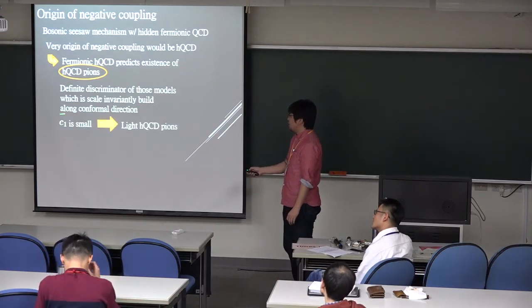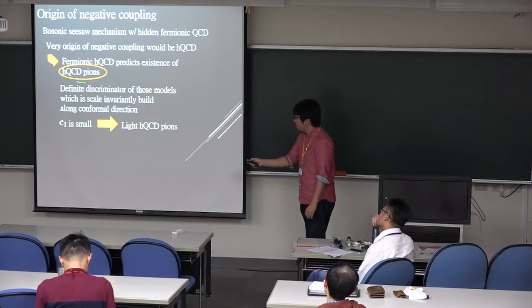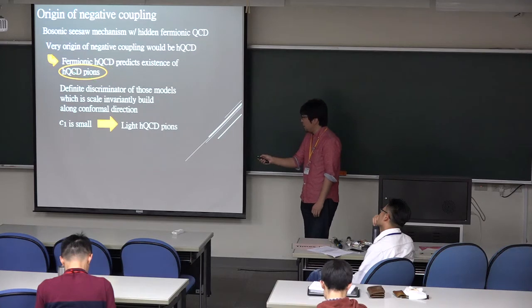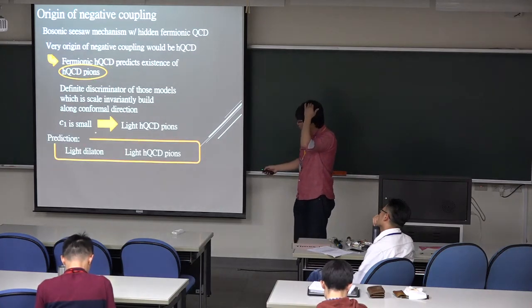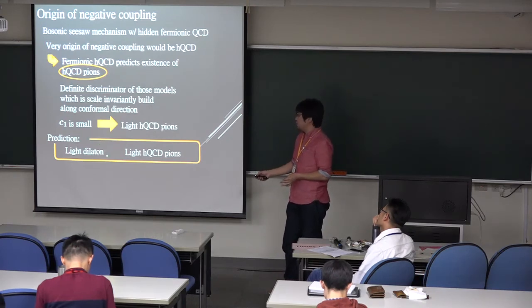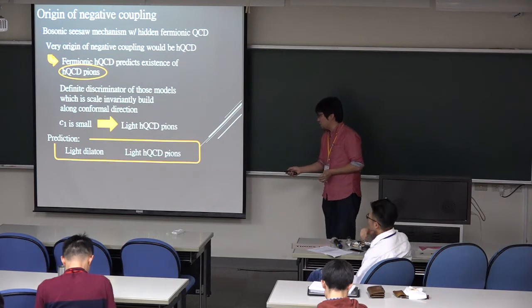And also, as I explained, that one parameter is small enough so that this pion is also light enough. So in our model, we can predict the existence of the light dilaton as well as light enough hypercolor QCD pions.